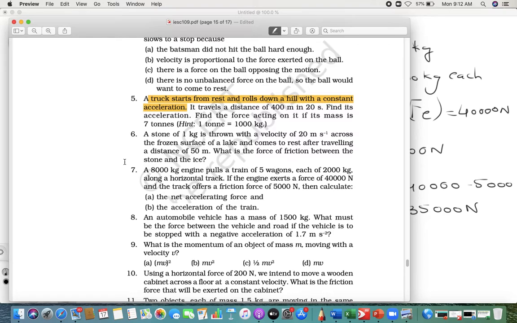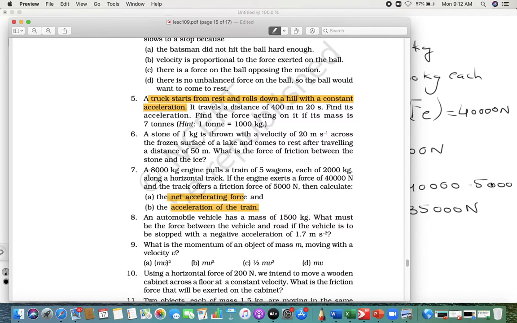The next thing is the acceleration of the train. Now, how are you going to find out the acceleration of the train? Acceleration is what? F is equal to ma. Okay, so let's see. The net accelerating force, have a look. But for the acceleration of the train, you have to use m.